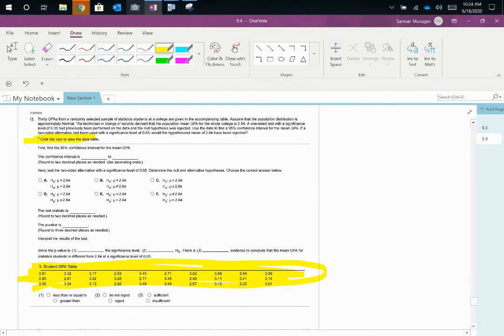Now, the 30 GPAs from a randomly selected sample of statistics students at the college are given in the accompanying table. Assume that the population distribution is normal. Okay, so random and normal distribution, the conditions are met. The technician in charge of records claimed that the population mean GPA for the whole college is 2.84.